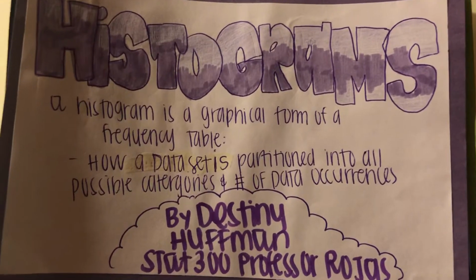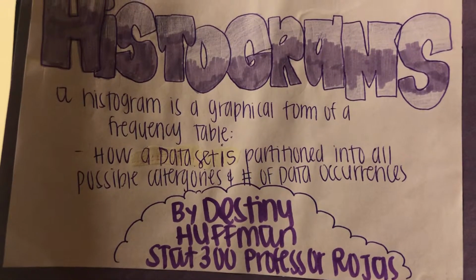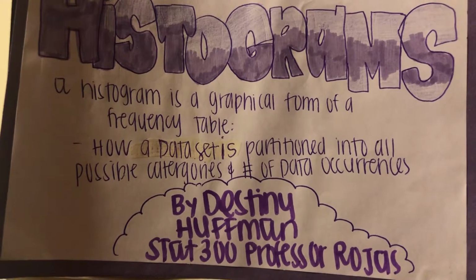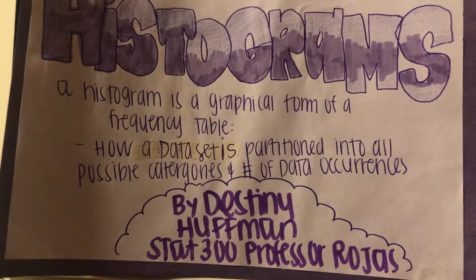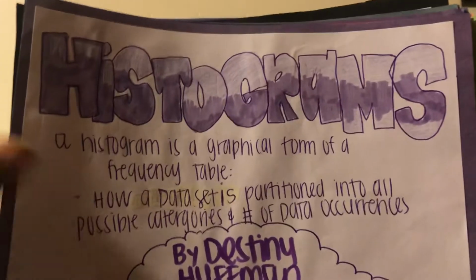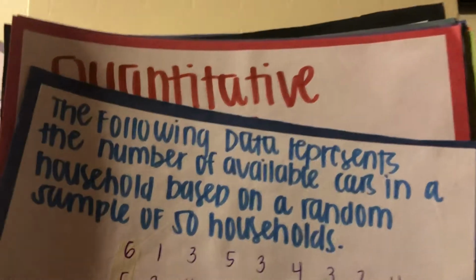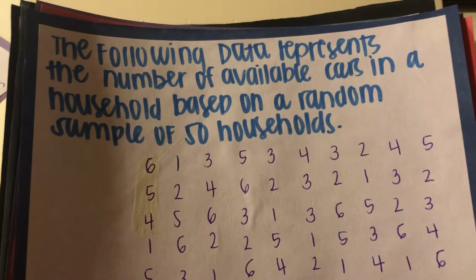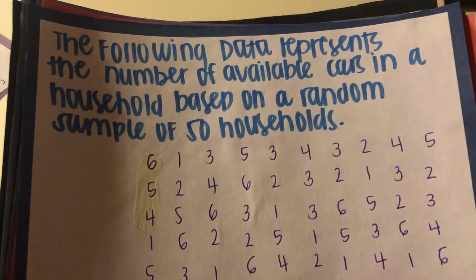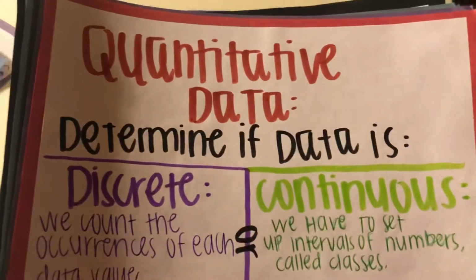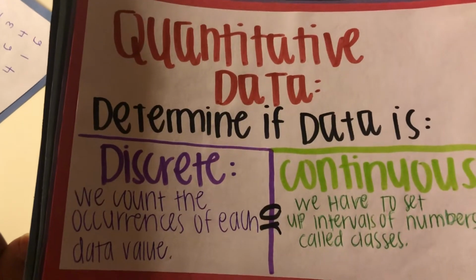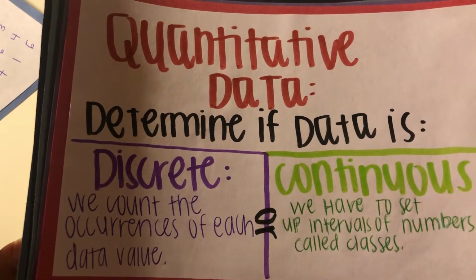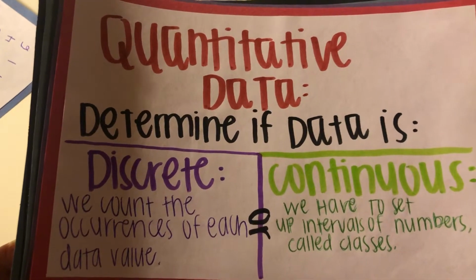A histogram is a graphical form of a frequency table. It's a data set that is partitioned into all possible categories and a number of data occurrences. Here is an example of how many cars are available in each household, with a group of 50 households. Using this histogram, we look at histograms with qualitative data.